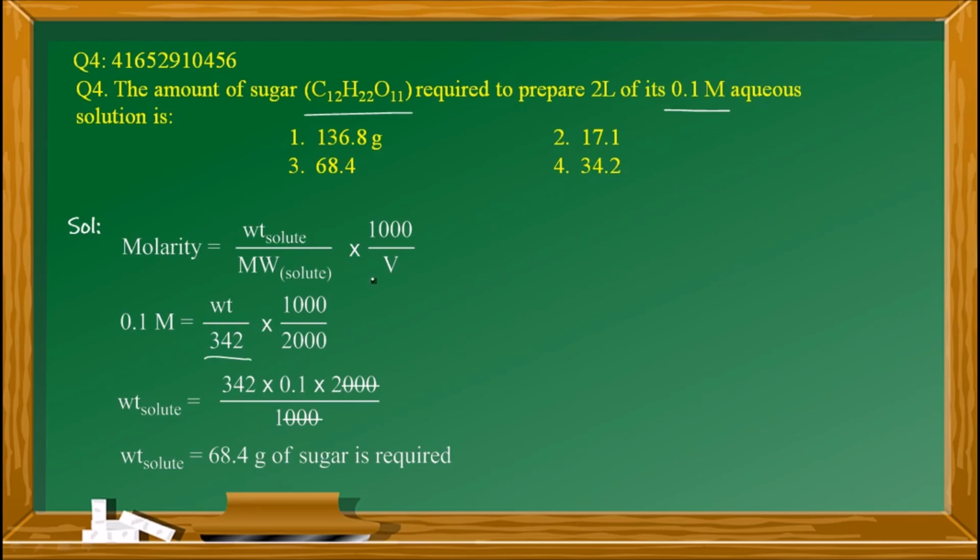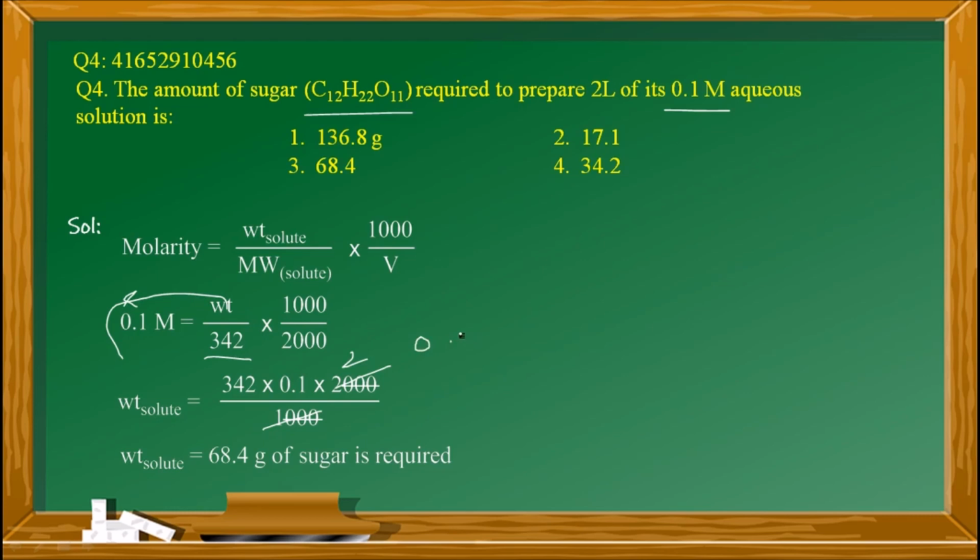1000 is here, V. How much are they asking? 2 liters. So the volume is 2 liters, in ml, milliliters. You don't know the weight. When you bring this weight to the left hand side, LHS, the equation will be written as 342 into 0.1, the molarity, into 2000. This 2000 goes up, and by 1000. So just cut off this 2000 by 1000. It gives 2. That means into 0.1.